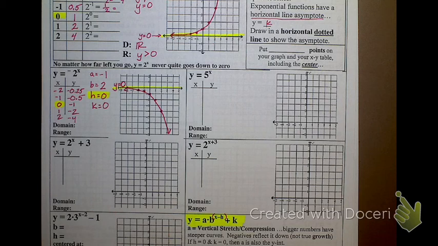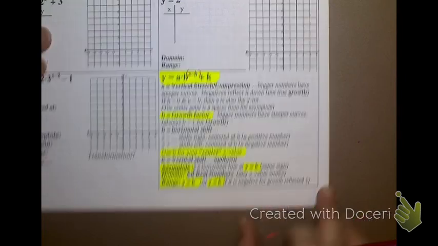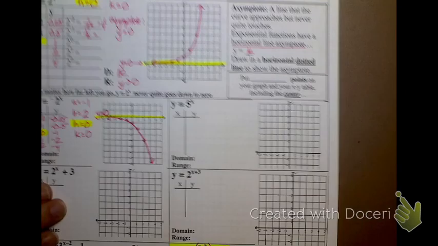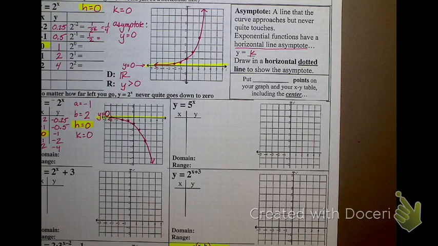It's growing negatively, I heard someone say. That's fantastic. Some people like to refer to it as growth reflected. The way I think about growth is, remember, on a graph we read it from left to right. So if you were walking from left to right, if you are getting further away from your asymptote, that's exponential growth. If you're going to get closer to your asymptote as you're walking from left to right, that's exponential decay. But further away makes it exponential growth.